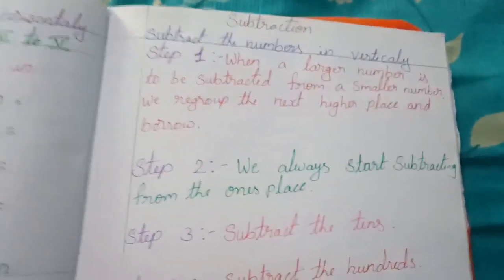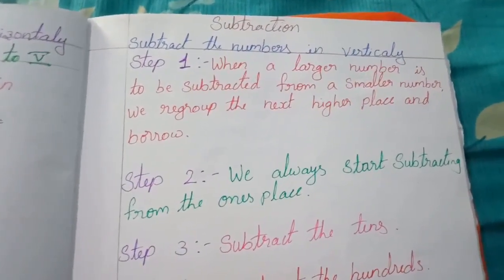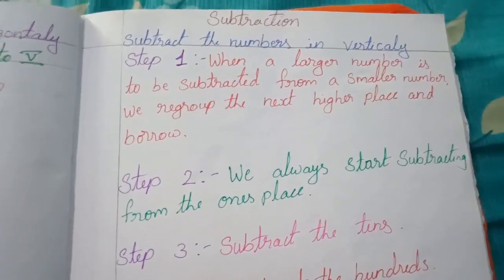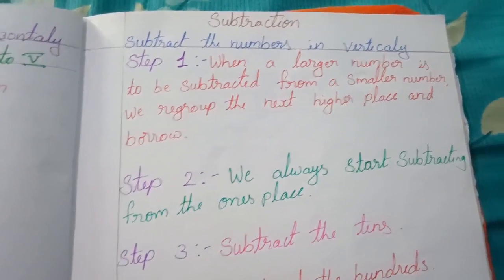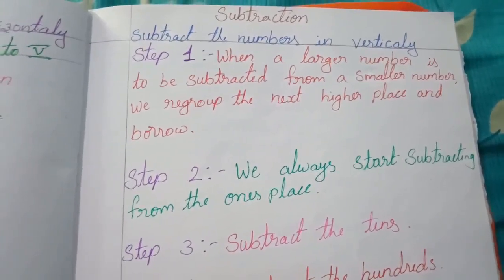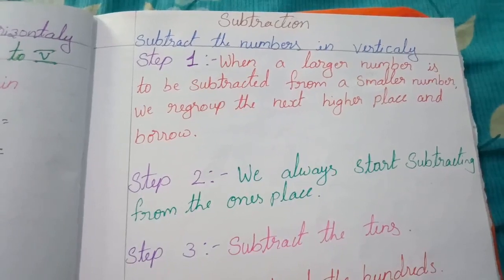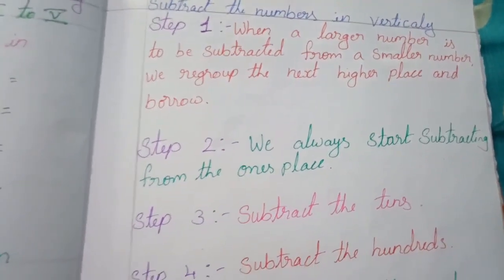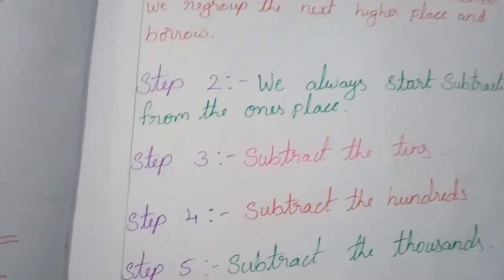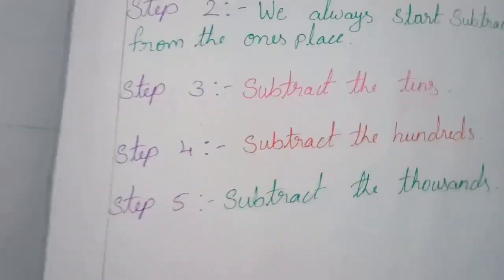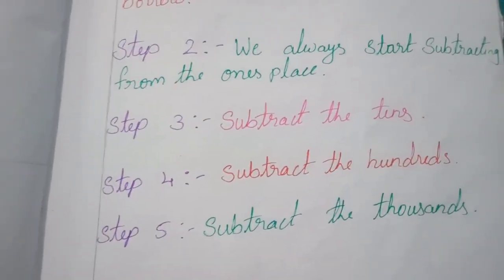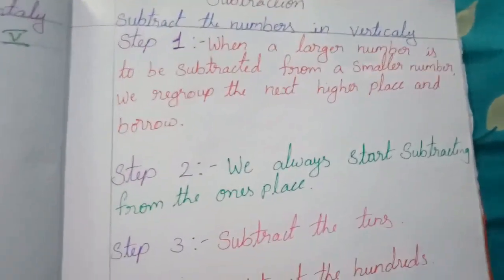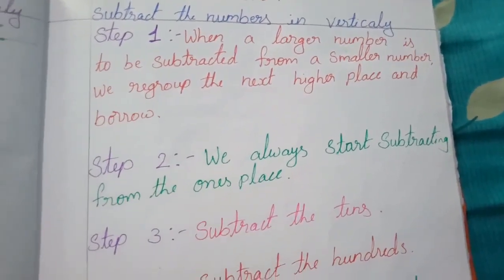See, children. Step 1. When a larger number is to be subtracted from a smaller number, we regroup the next higher place and borrow. Step 2. We always start subtracting from the ones place. Step 3. Subtract the tens place. Step 4. Subtract the hundreds place. Step 5. Subtract the thousands place. First, these steps you should know, children. Understood?